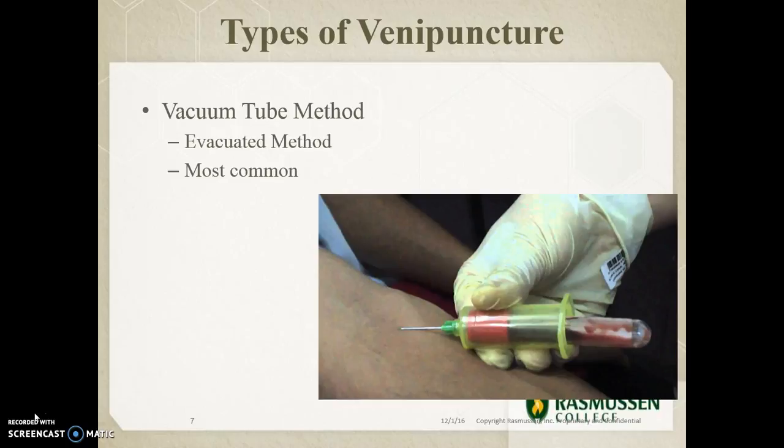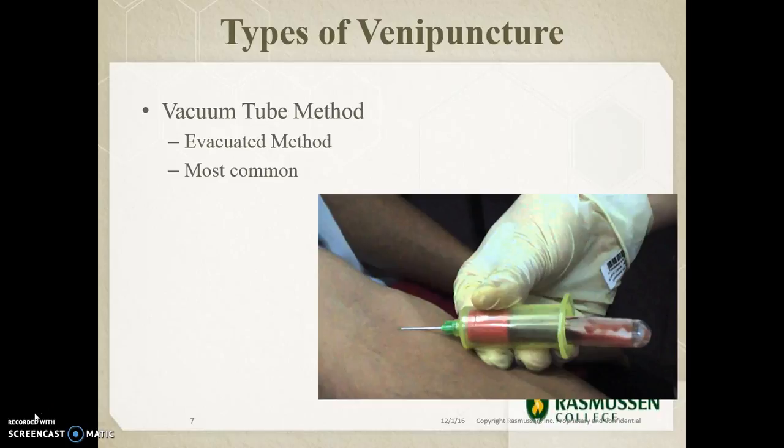Now, we need to talk about the different types of procedures that can take place. You can have a vacuum tube method, butterfly method, or syringe method. Now, the most common method that we're going to have is the evacuated or vacuum tube system. This is the most common because it allows multiple samples to be obtained at the same time without having to do multiple sticks.